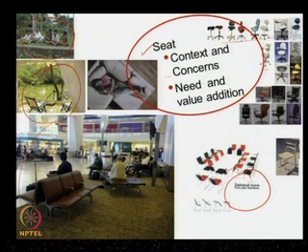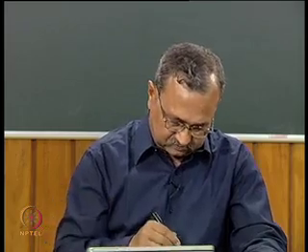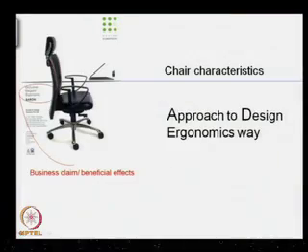Though a chair or a seat requires a seat platform at a specific height, a backrest to support the back, and an armrest to support the hanging arms. With this basic structure, the value addition with aesthetics and comfort is our concern today for ergonomic design practice while considering some seat design aspects. The chair characteristics.